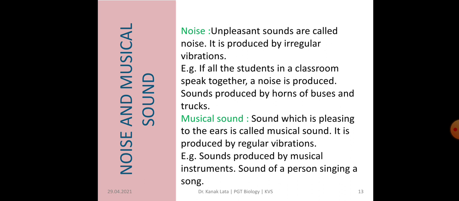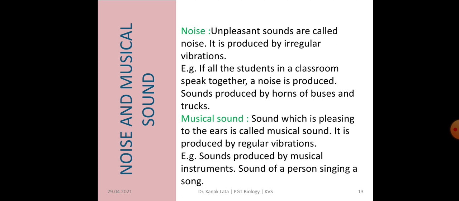Now it is about noise and musical sound. As we have discussed earlier, we hear different types of sounds around us. Sometimes sound also causes discomfort to us. Thus unpleasant sounds are called noise. Noise is produced by irregular vibrations. For example, if all the students in a classroom speak together, then noise is produced. The sound of horns of buses and trucks also produces noise.